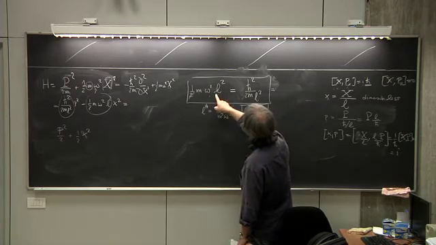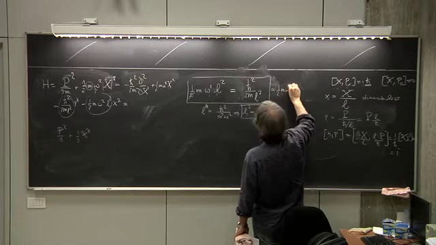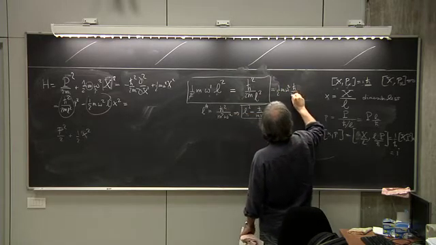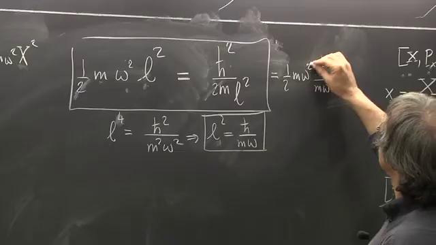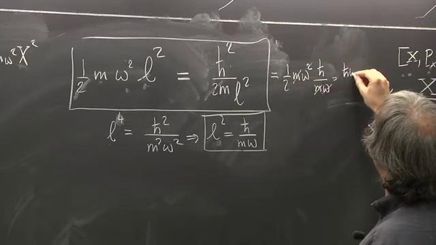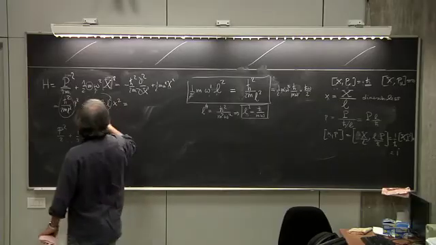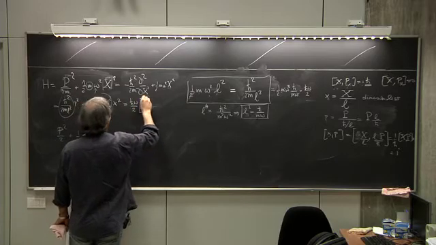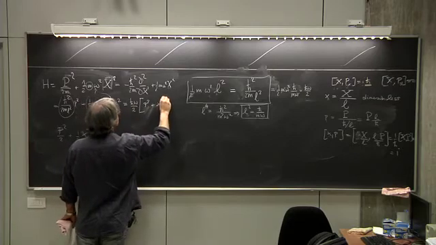So if L is this, for instance, how much is 1/2 m omega squared L squared with this choice? Well, it is h bar over m omega. You see? So this goes to h bar omega divided by 2. Okay? Good. So both these things are h bar omega divided by 2. The first is then p squared, and the second is just x squared.